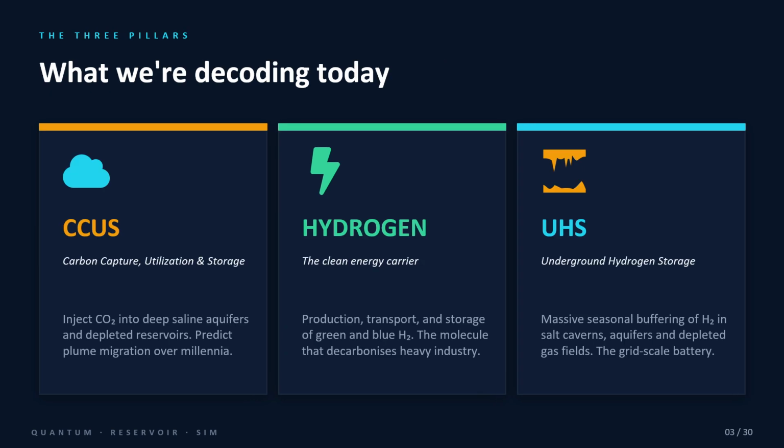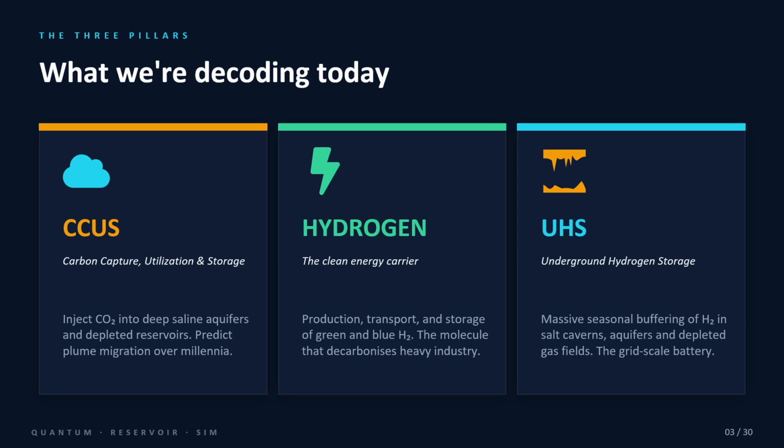In this video, we focus on 3 pillars. The first pillar is CCUS, which stands for carbon capture, utilization, and storage. In CCUS, carbon dioxide is captured from industrial sources and injected into deep geological formations, such as saline aquifers or depleted oil and gas reservoirs. The key challenge is to predict where the CO2 plume will move and whether it will remain securely trapped.